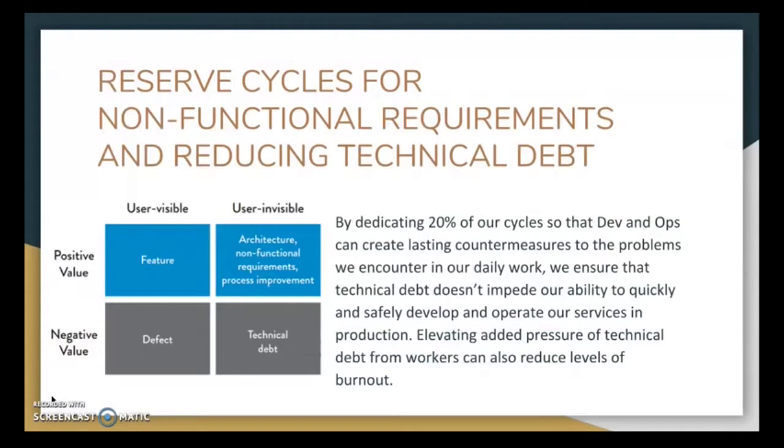So in this case, there's this little example we get from the book, right? We have a positive value and a negative value, which is easily visible. We have a feature, and in the negative value, we have the defect. What the user can see in this aspect is the architecture, non-functional requirements, process improvements. This is what the user cannot see, and the negative value is the technical debt. So we have positive value and negative value as well.